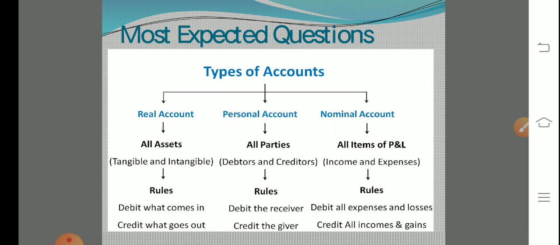And please understand and use this thing in your day to day life so that it will be very easy for you to remember this point, that in real account the rule is debit what comes in, credit what goes out. And in personal account, debit the receiver, credit the giver. And in nominal account, debit all expenses and credit all incomes and gains.